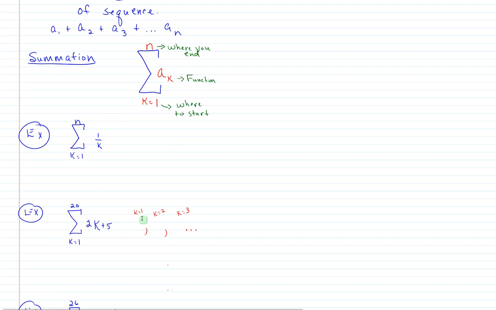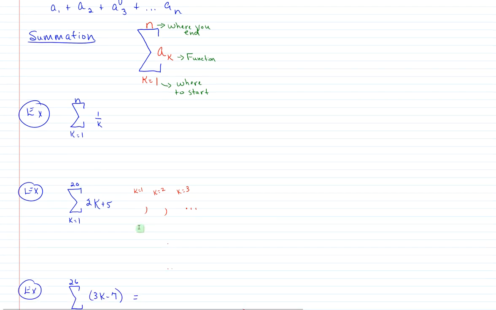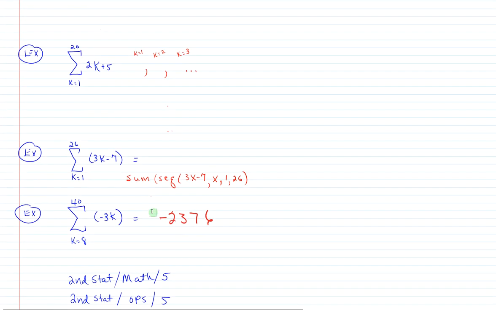And so we could do, let's go to this one. So if we had k equals 1 to 20 of 2k plus 5. When k is 1, you would have 2 times 1 is 2 plus 5 is 7. And you would put 7 here. And you would go on till you get to 20. Well, that's some work there. So we can do these on the calculator.